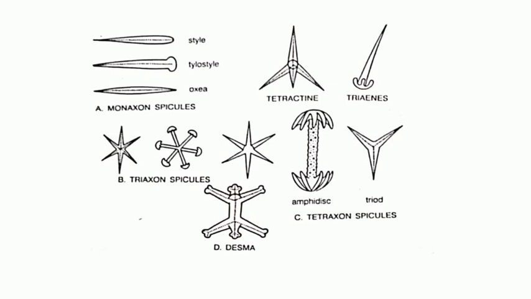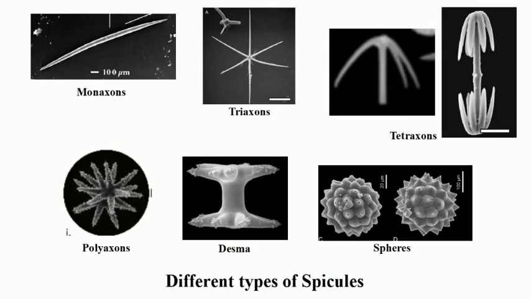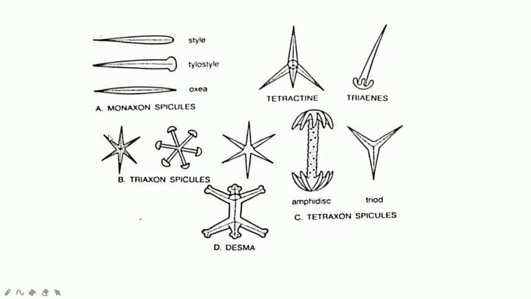So this is the line diagram for the spicules. You can see monoaxon, just like this one, which is tapered at both sides. That is called oxea. It is an example of monoaxon spicule or monaxon. Then the triaxon, you can see here that three axes are there. The line diagram for triaxon is this one. You draw only this, showing that there are only three axes.